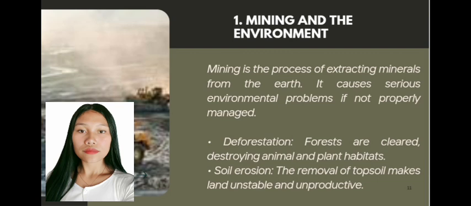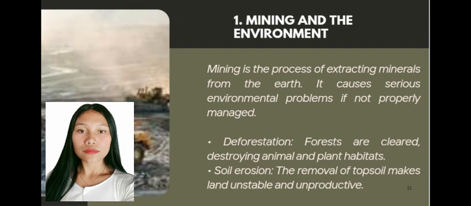Mining is the process of extracting minerals from earth. These minerals are important for our daily needs, like for construction, electronics, and transportation. However, if mining is not done properly, it can cause serious environmental problems. The first one is the deforestation.